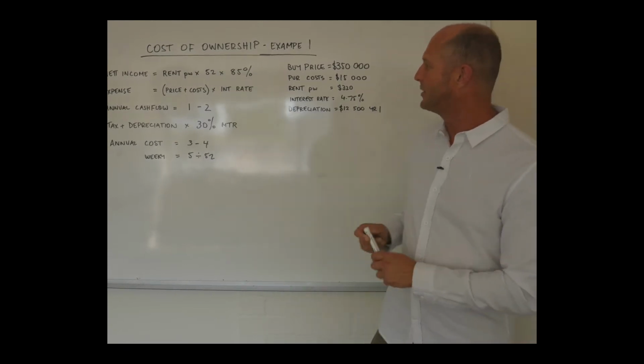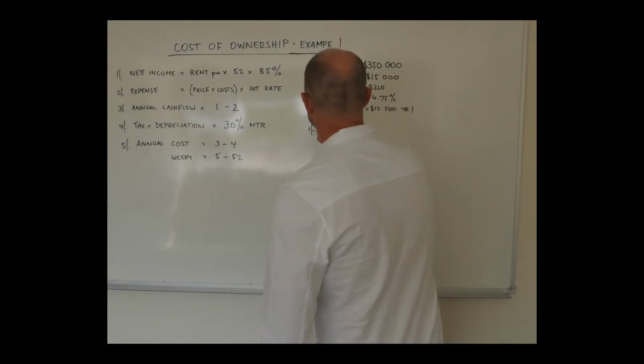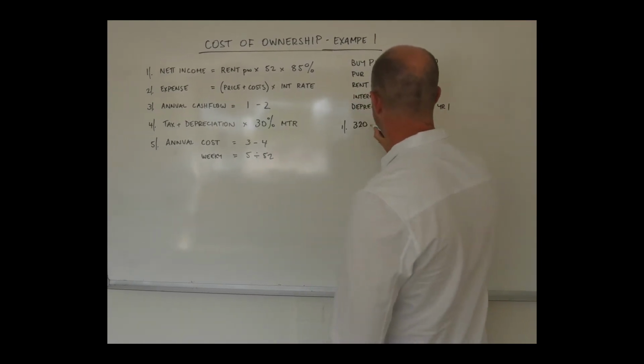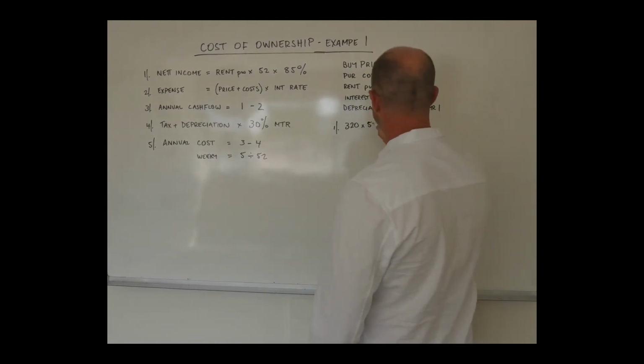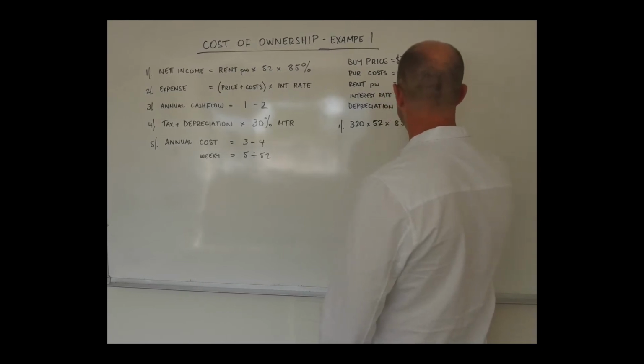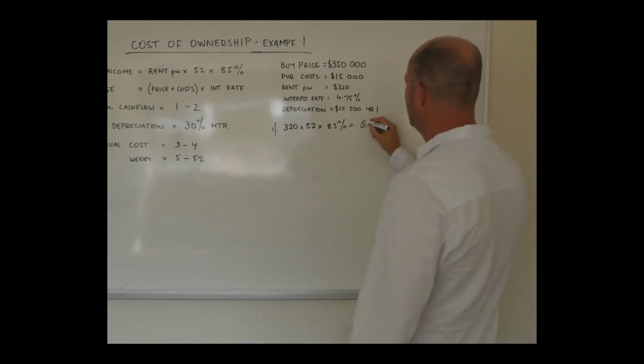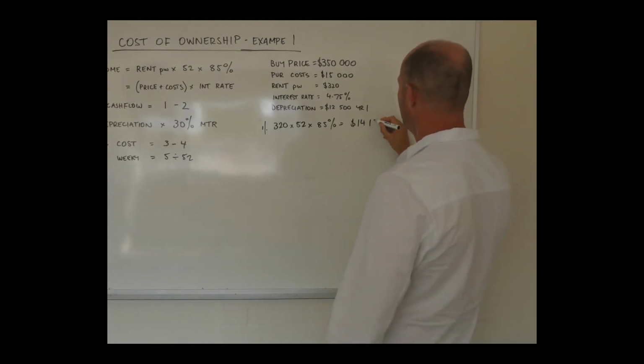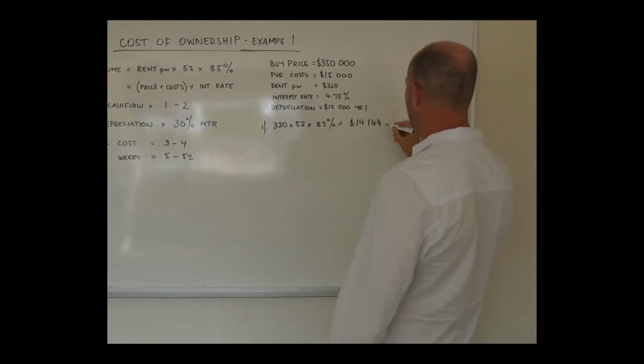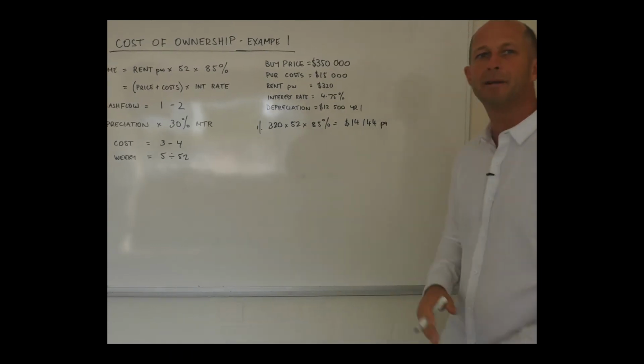So the first thing we look at is the net income. So basically we go $320 per week by 52 weeks by 85% in our calculation. And that for me comes in at $14,144 per annum in net income coming in.